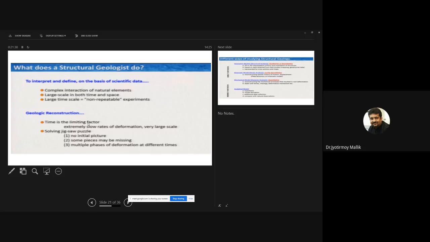So time is the limiting factor, of course. Extremely slow rate of deformation and very large scale. It is like solving a jigsaw puzzle, so there is no initial picture. Some pieces may be missing. We will see them. Multiple phases of deformation at different times, so we have to decouple these deformation episodes. The final product could be the product of 4 deformation phases, 4 different kinematic phases that it has gone through. And so as structural geologists, we have to decouple all of them from one another to understand the kinematic processes.